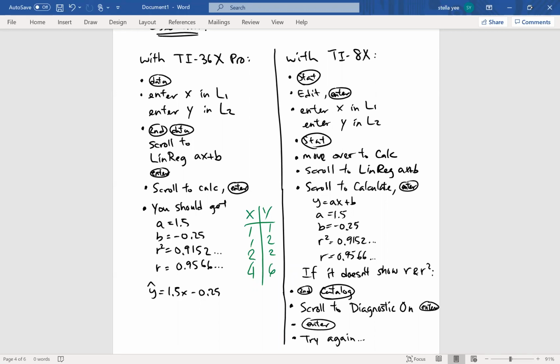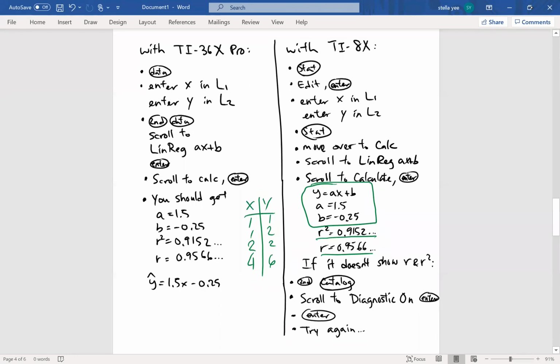If you're using a graphing calculator, TI-80 something, it is possible that you could get just the formula for the line, but you might be missing the linear correlation coefficient or the R squared. If you're missing those two, then please follow this instruction right here.